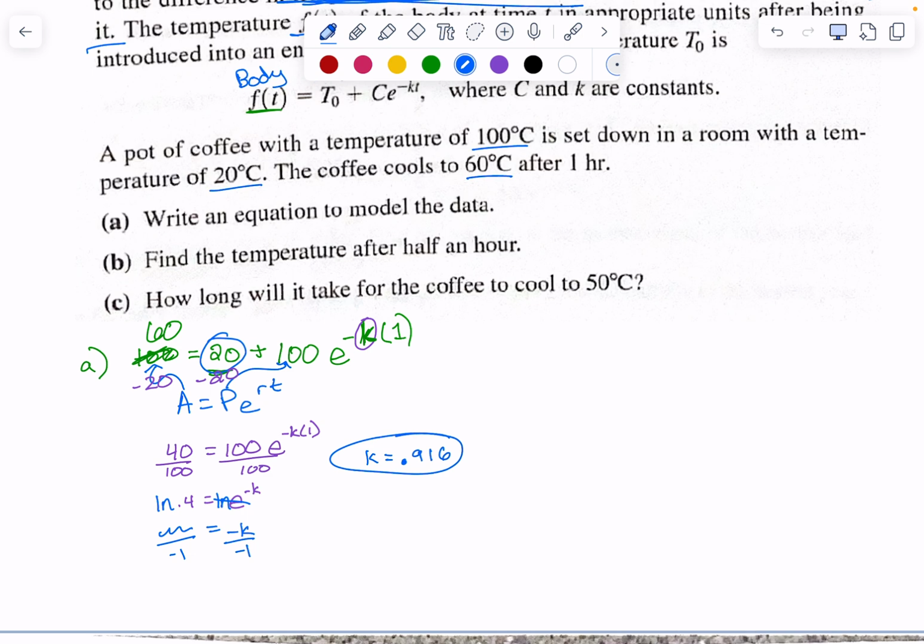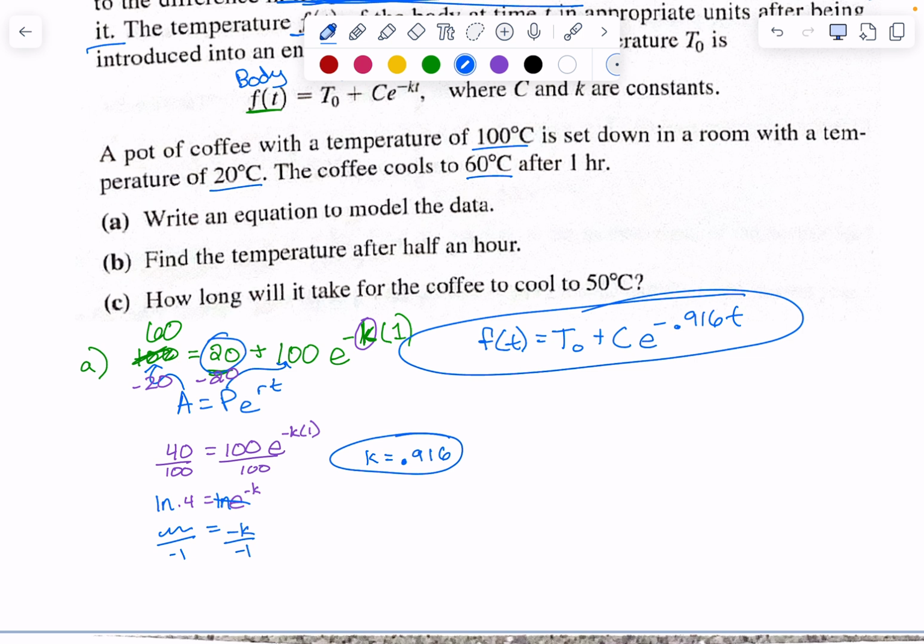Part A: Write an equation to model the data. So now all we need to do to write the equation is f of t equals T naught plus c e to the negative 0.916 t. We just plug that in and leave all the other variables there, right? After we've solved for k, we plug them in. There's that. That's what it will look like.